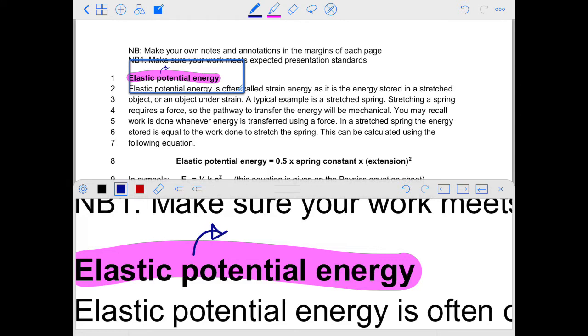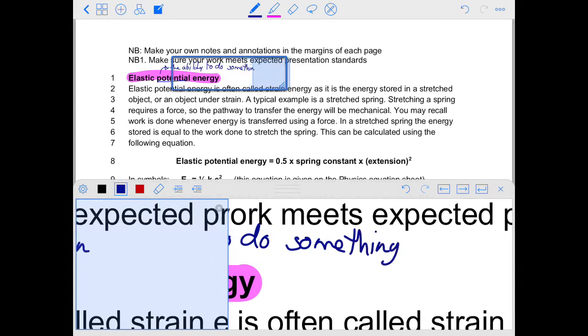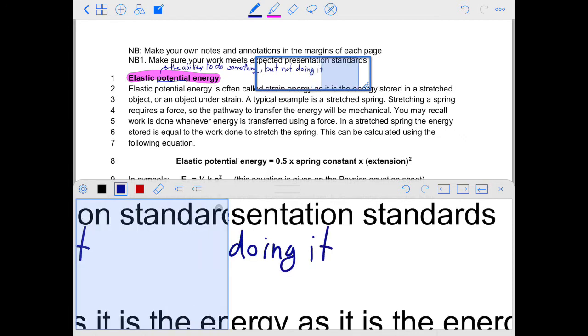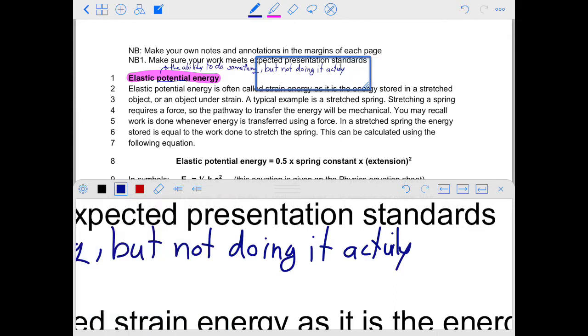So with elastic potential energy, potential means the ability to do something, but not doing it actively. It's the same kind of idea as when a teacher says that a student might have potential. They have the ability to do something, but they're not actively doing it at that minute.